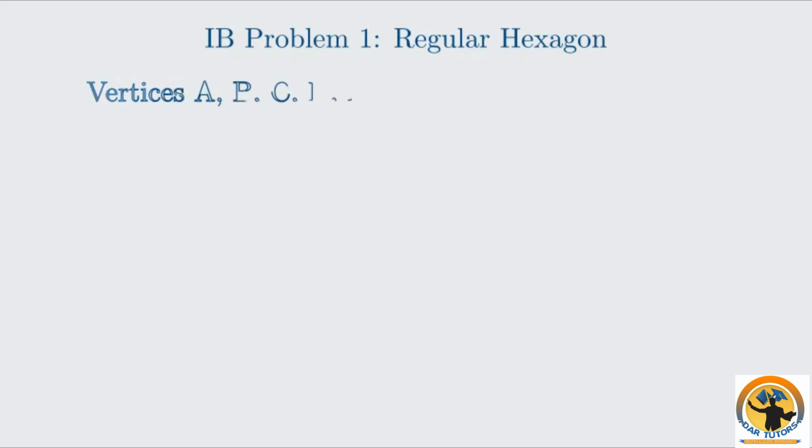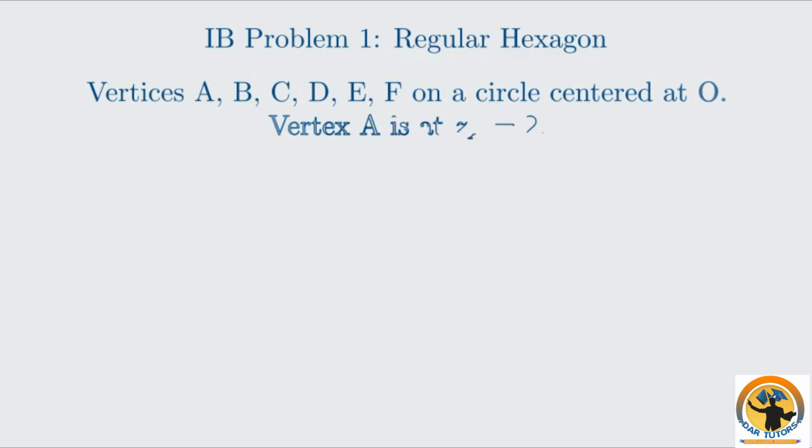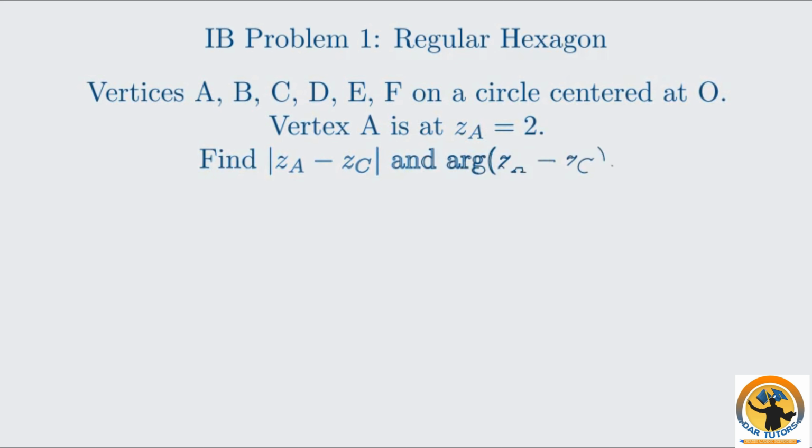Let's conclude this session by working through some IB-style practice questions to solidify your understanding. First, let's look at this problem. A regular hexagon ABCDEF is centered at the origin O on an Argand diagram, with vertex A at 2. We need to find the modulus and argument of the vector representing A minus C.